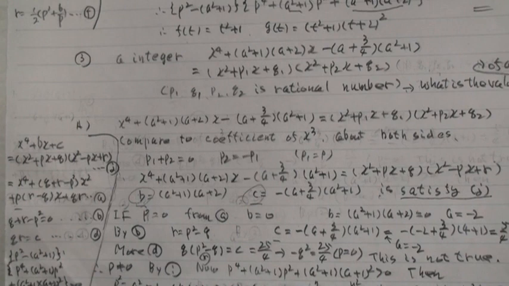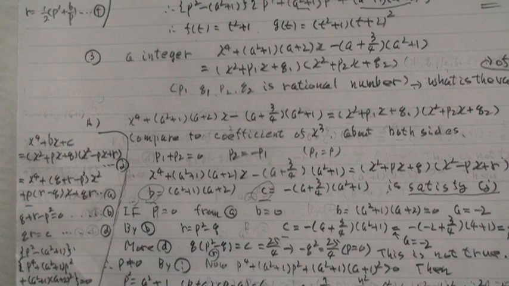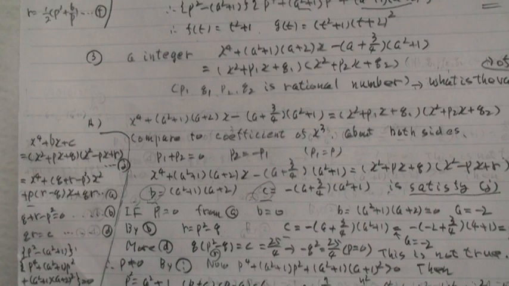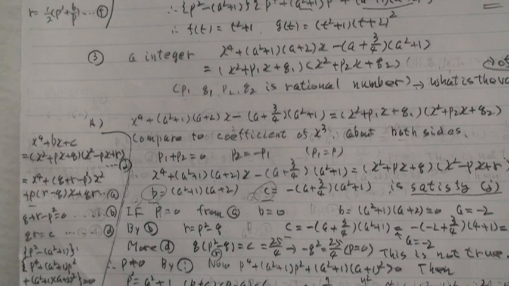Next, question 3: a is an integer, and x^4 + (a^2 + 1)(a + 2)x - (a + 3)/4 times (a^2 + 1) equals (x^2 + p1 x + q1)(x^2 + p2 x + q2), where p1, q1, p2, q2 are rational numbers. Then what is the value of a?